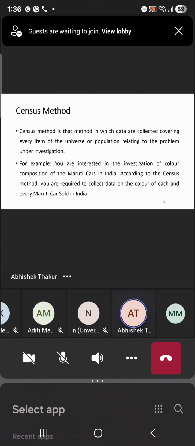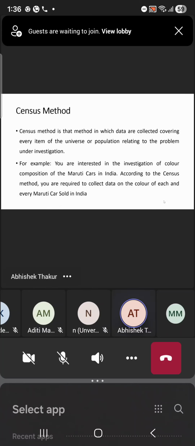For example, suppose you are interested in the investigation of color composition of Maruti cars in India. According to the census method, you need the data from each Maruti car sold in India. So this is a time-consuming process, although it is an accurate process, but it requires higher manpower. It's a time-consuming process.